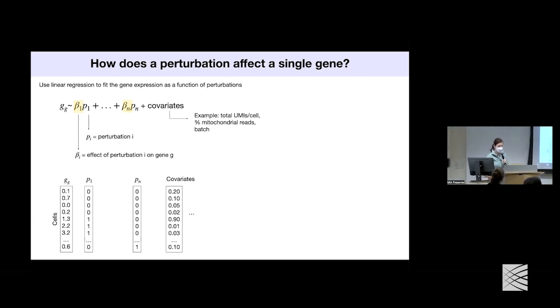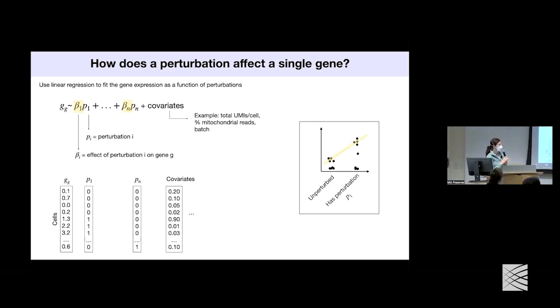In a plot, this would look something like this, where on the x-axis we would have a 0 or 1, whether the cell had a perturbation or not. And then essentially we're trying to fit a line, and beta will be the slope of that line.